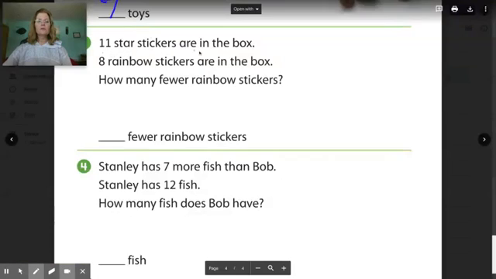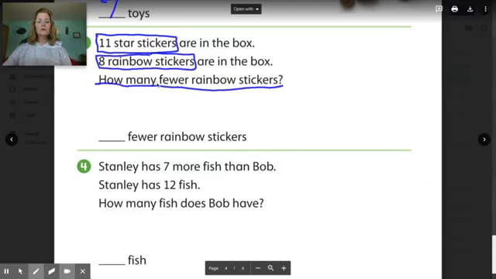11 star stickers are in the box. 8 rainbow stickers are in the box. How many fewer rainbow stickers? Oh, all right. 11 star stickers are in the box. 8 rainbow stickers are in the box. How many fewer rainbow stickers? Fewer means what? Less. Yep. And if you have fewer, that means we're going to.